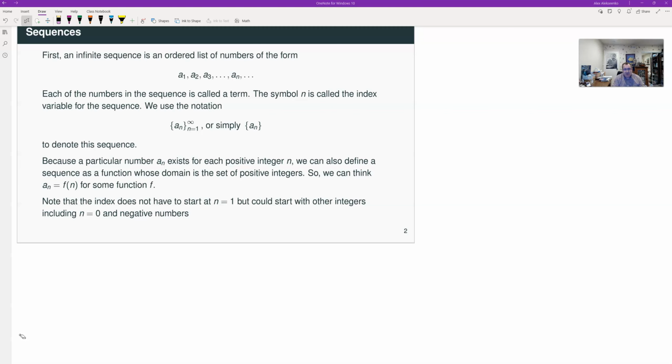Now, the notations that we use: we usually give a sequence a name. For example, this sequence would have a name A, and then we would indicate the index of the sequence element. So here, A sub 1 is the first element, A sub 2 is the second element, A sub 3 is the third, and so on. The symbol n is the index of the sequence, and there are a couple of notations that we use. So first of all, we use the curly brackets to indicate that it's a sequence.